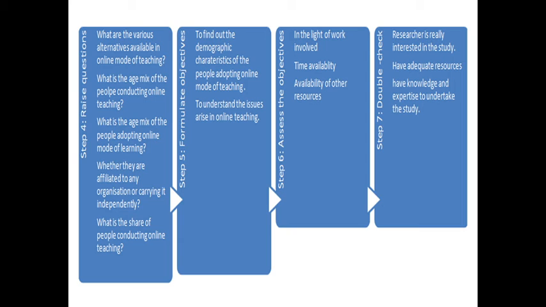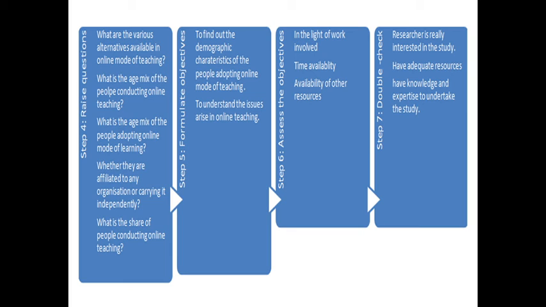After raising the questions, the researcher needs to formulate objectives. So that is step 5. Here the objectives set are to find out the demographic characteristics of the people adopting online mode of teaching. That means what demographic characteristics such as the age, gender, occupation, or such related things. The second objective set is to understand the issues arising in online teaching.